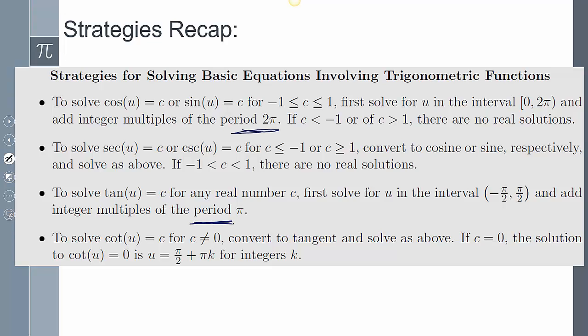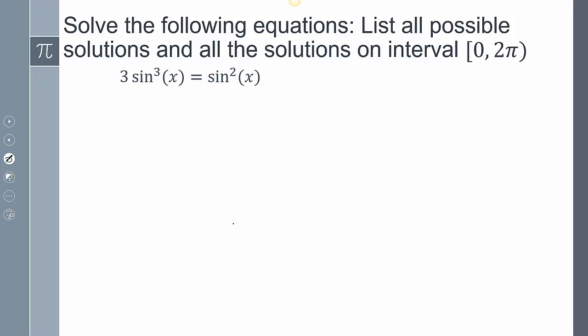We're going to convert secant and cosecant into cosine and sine, or cotangent into tangent, to help us, because it's easier to look at those values on the unit circle. So our first one: 3 sine cubed x equals sine squared x. Solving for this, I can subtract sine squared x on both sides. So I get 3 sine cubed x minus sine squared x.